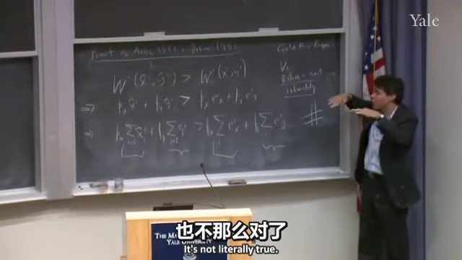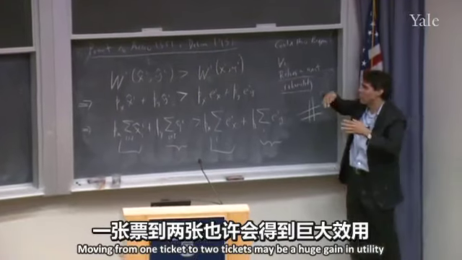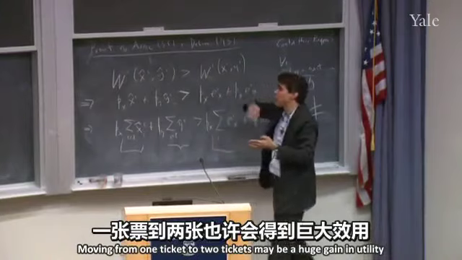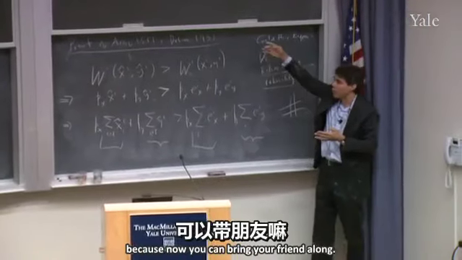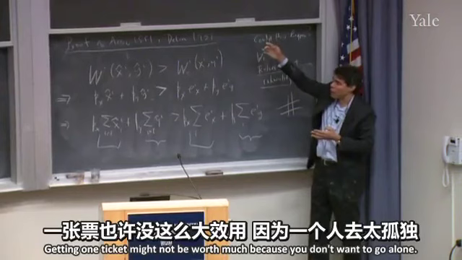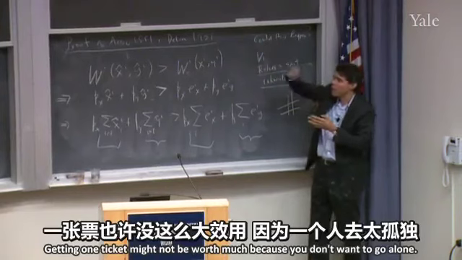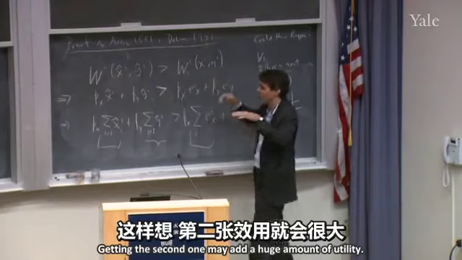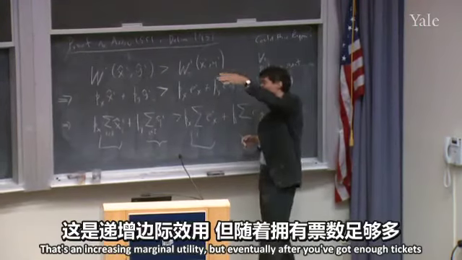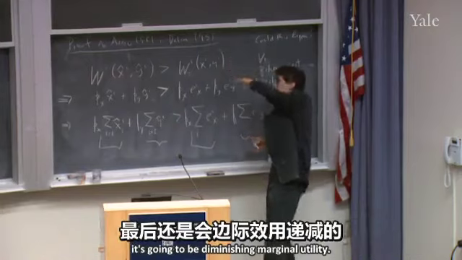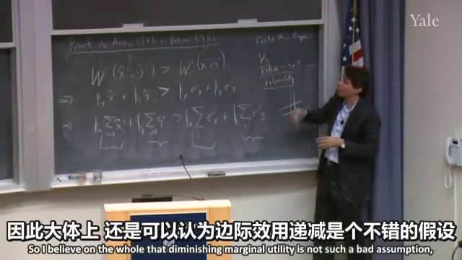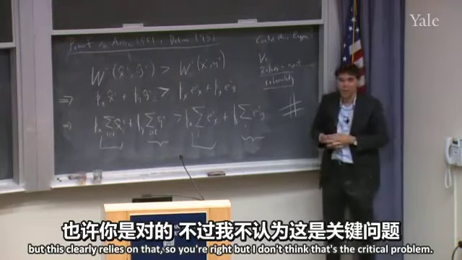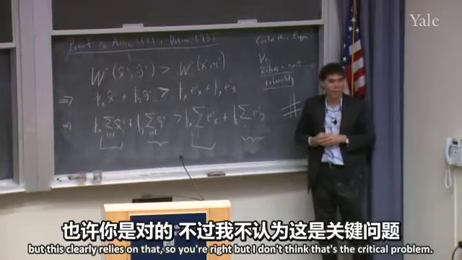It's not literally true. Moving from 1 ticket to 2 tickets may be a huge gain in utility because now you can bring your friend along, and going to 1 ticket might not be worth much because you don't want to go alone. Getting the second one may add a huge amount of utility. That's an increasing marginal utility. But eventually, after you've got enough tickets, it's going to be diminishing marginal utility. So I believe on the whole that diminishing marginal utility is not such a bad assumption, but this clearly relies on that. So you're right, but I don't think that's the critical problem.